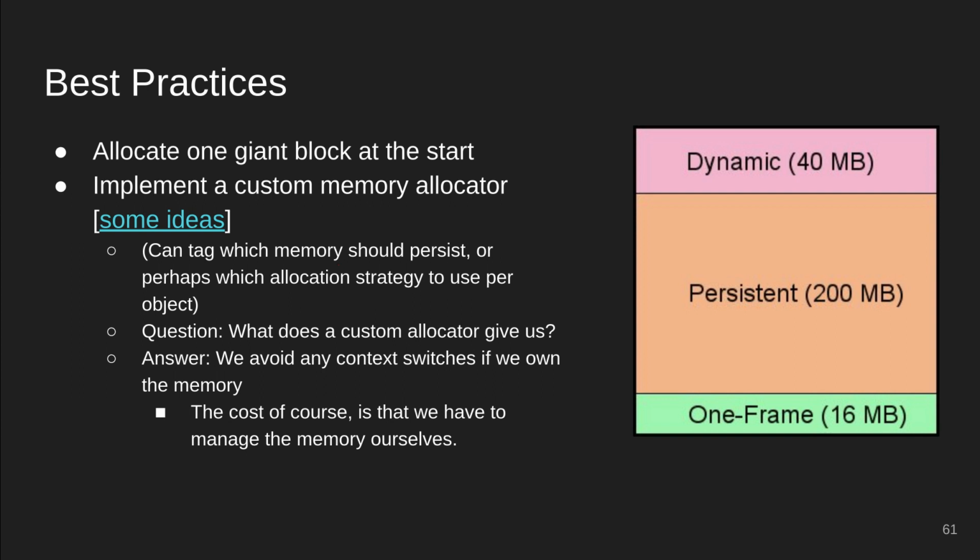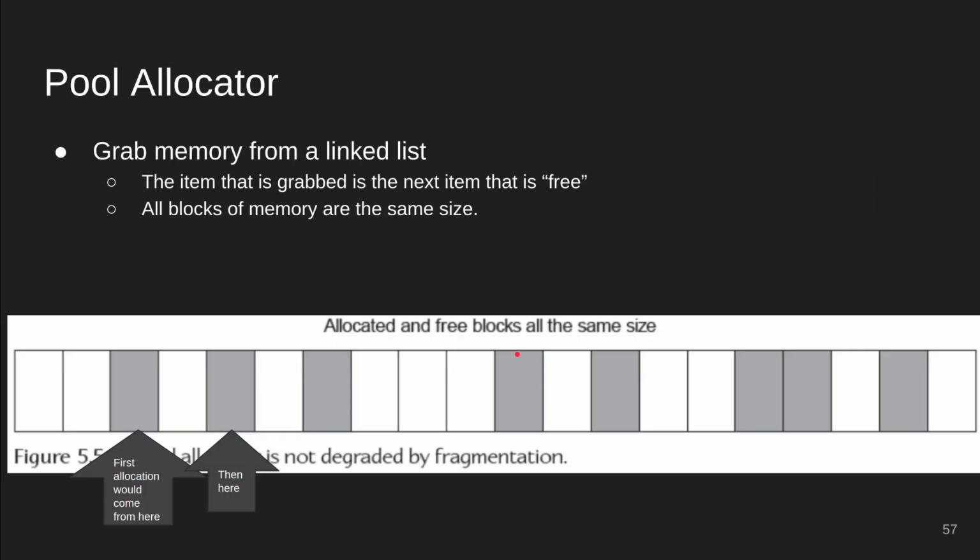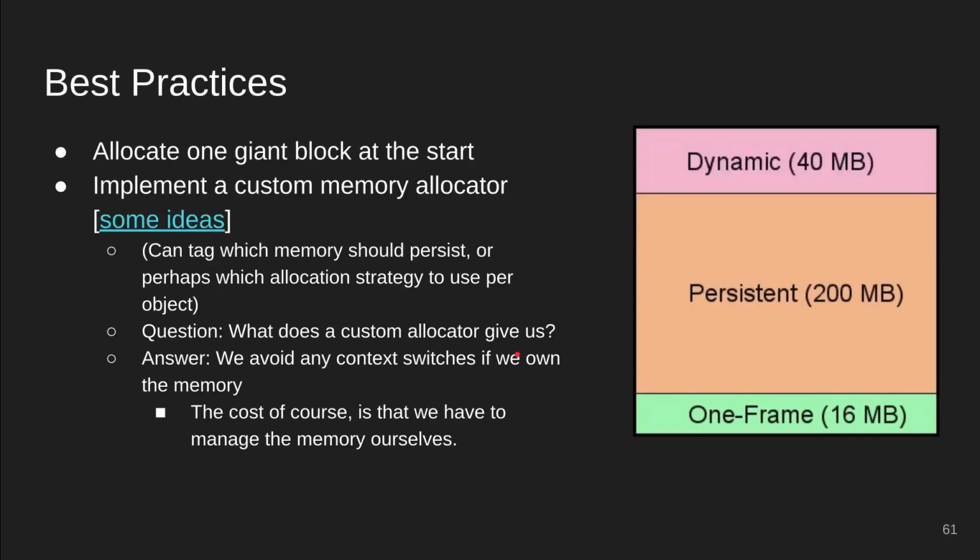Because if we know when it was allocated, maybe we can take advantage of that to figure out the memory access pattern, or use something like this double-ended stack allocator to put our long-lived memory on one side of the stack, and get some benefits from that. And overall, going back to this other point, because we've already done our one big allocation when we start the program, we avoid any context switch. If we own the memory, it already belongs to our process. We don't have to go to the operating system for any more. So we get great performance by doing that.